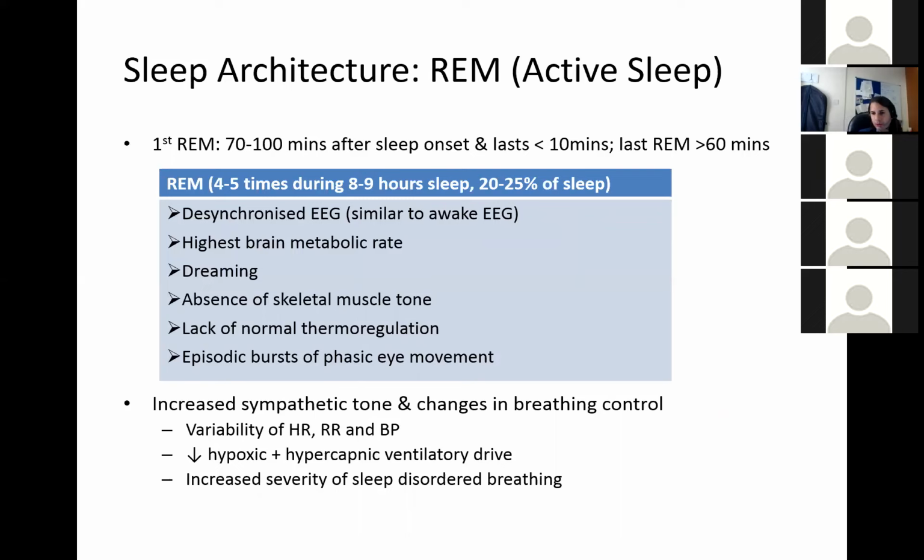Your brain metabolic rate is the highest that it is at nighttime. This is when you dream, and this is when you have low skeletal muscle tone. It's when you get colder, normal thermoregulation isn't working, and you get episodic bursts of the phasic eye movement, hence the name. And there's increased sympathetic tone, your breathing control changes, and your heart rate, respiratory rate, and blood pressure are much more variable compared to non-REM sleep.